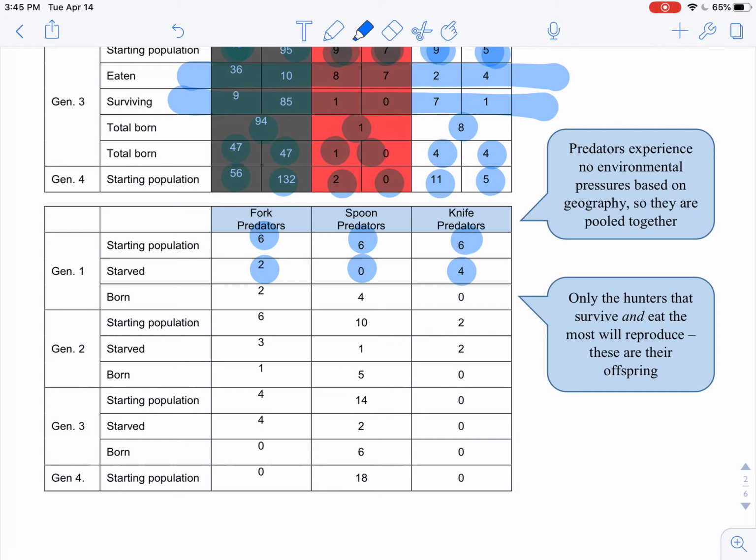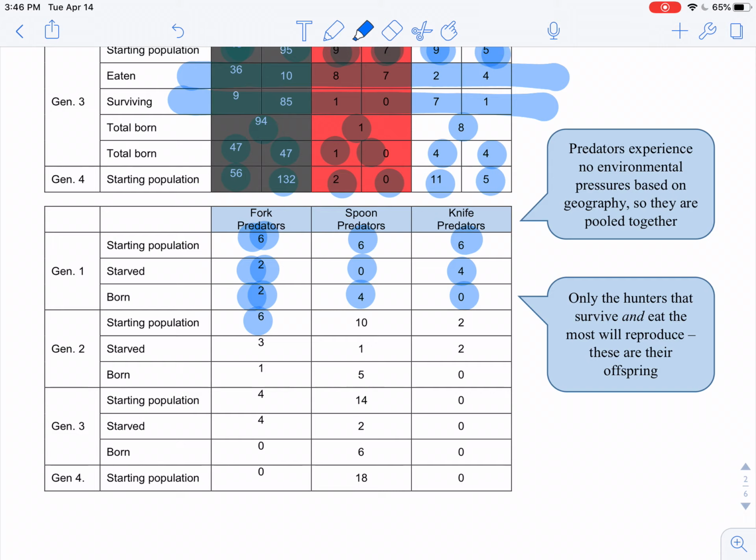So let's say the top 6 predators included 2 forks and 4 spoons. That's why we have 2 forks added to the next generation, 4 spoons added to the next generation, and none of the knives made it into the top 6. So we're going to have no knife babies added to the next generation. So to figure out our starting population in the next generation for predators, I would say we started with 6 forks. We lost 2. That gives us 4, but we're going to add 2 more. So these surviving 4 plus 2 gets me 6 to start the next generation.